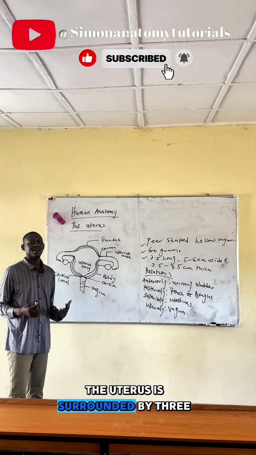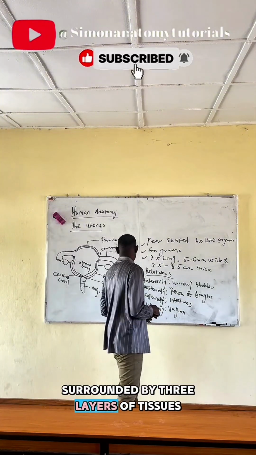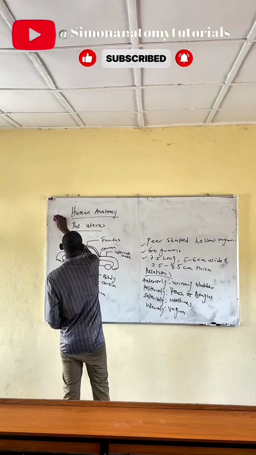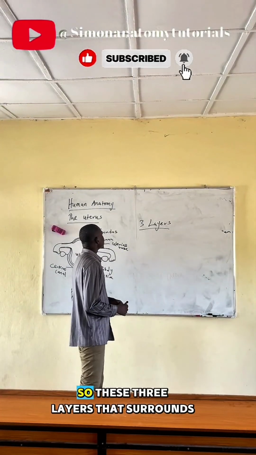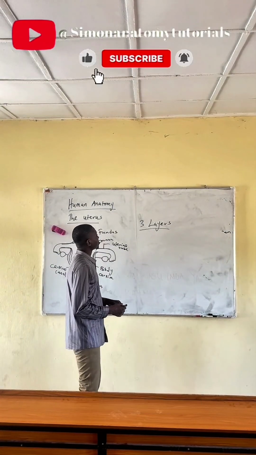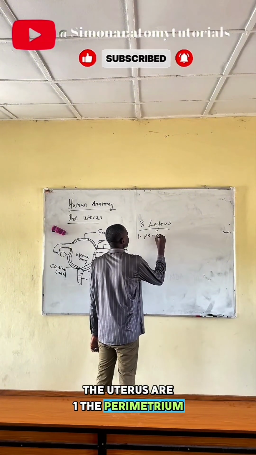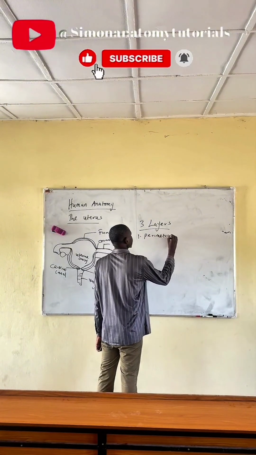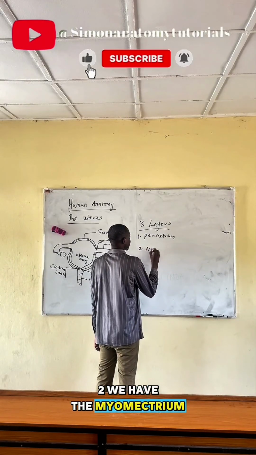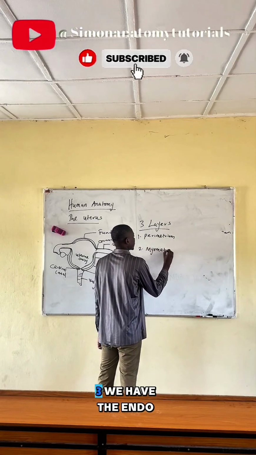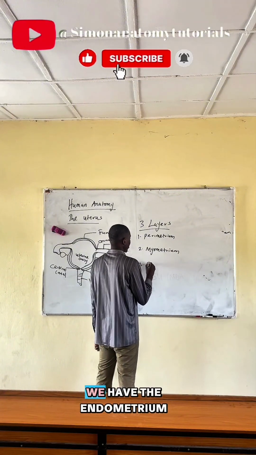The uterus is surrounded by three layers of tissues. What are these layers? These three layers that surround the uterus are: 1, the perimetrium; 2, the myometrium; 3, the endometrium.